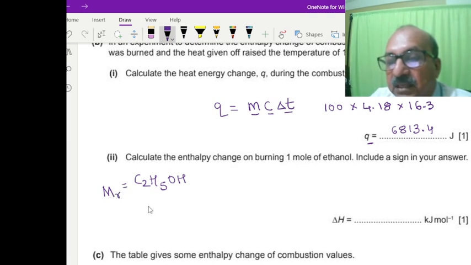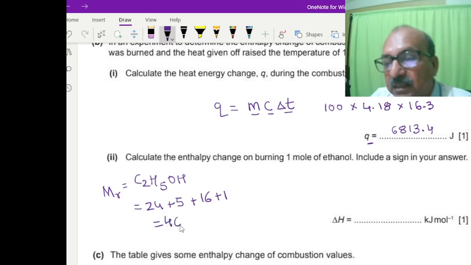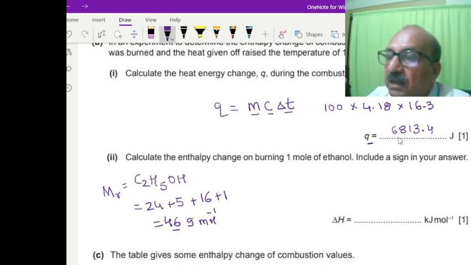And then you can find out the Mr, the molecular mass. Now taking the atomic masses from the periodic table, carbon you know is 12 into 2, that is 24. Hydrogen atomic mass is 1, so 5, plus oxygen mass is 16, and plus 1. If you do all that, you get 46. So 46 gram per mole, that is the molar mass of ethanol. So remember that this much of heat was given out from 0.23 gram.